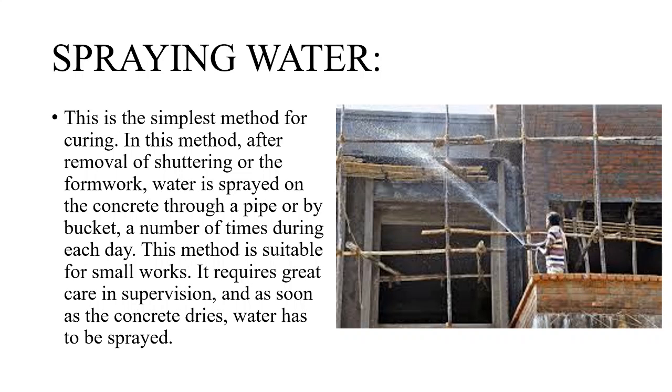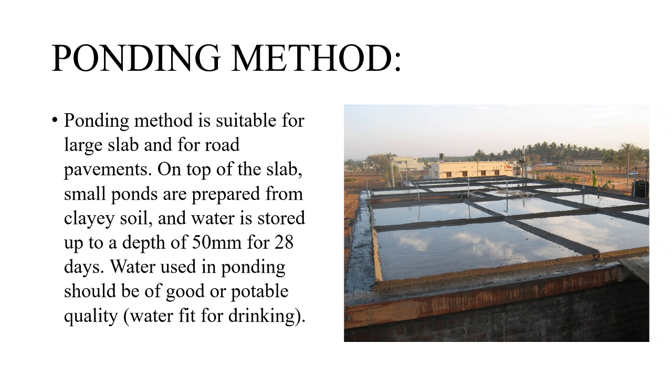Then spraying water. This is the simplest method for curing. In this method, after removal of shuttering or the formwork, water is sprayed on the concrete through a pipe or by bucket. A number of times it is sprinkled in a day. This method is suitable for small works. It requires great supervision, and as soon as the concrete dries, water has to be sprayed. Remember, where there is a scarcity of water, this method is not useful because in this method, a lot of water is used.